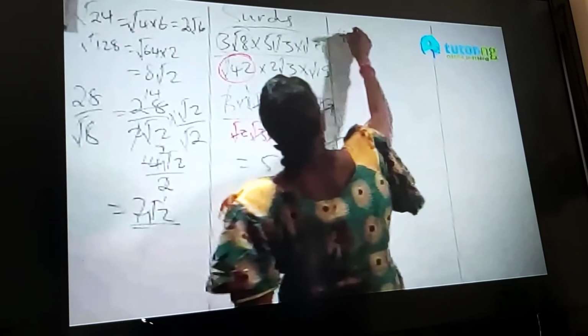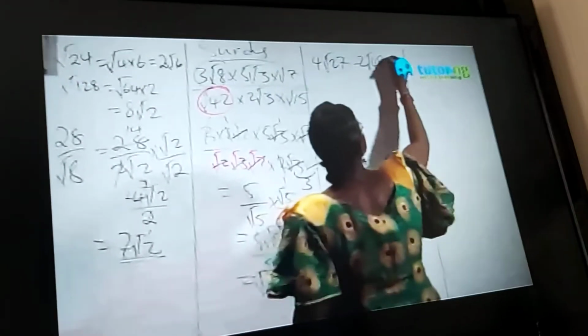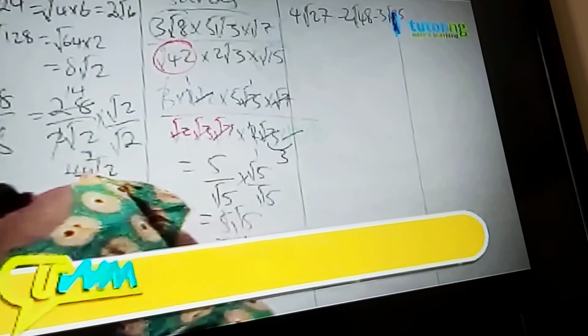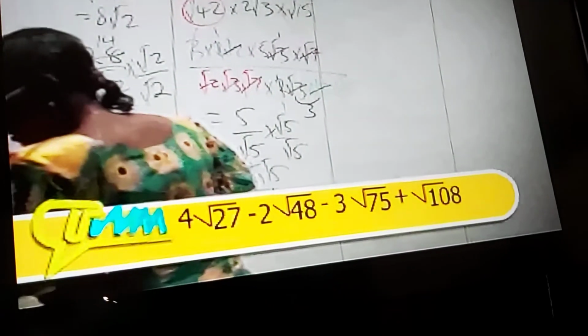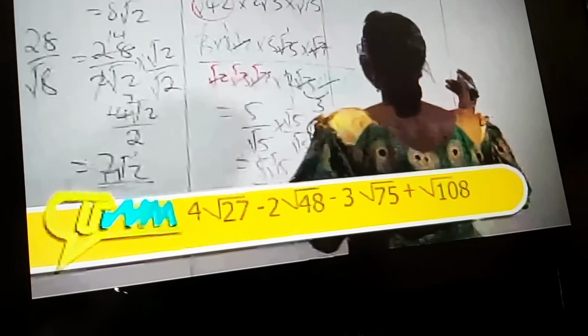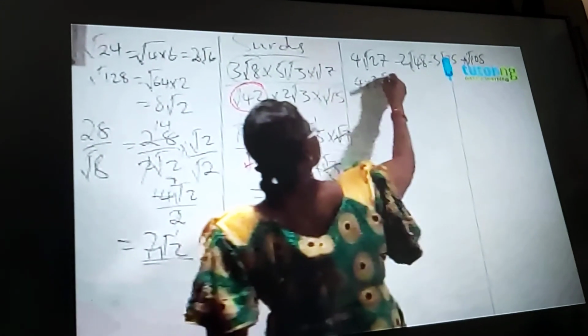Next: 4 root 27 minus 2 root 48 minus 3 root 75 plus root 108. Again, it's just rewriting all this. So let's start with root 27. That's 9 times 3. So this will be 4 times 3 root 3.